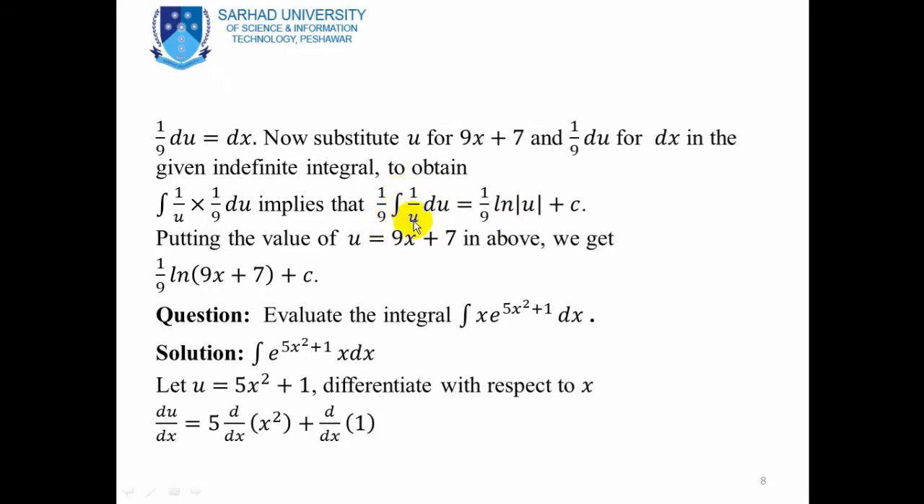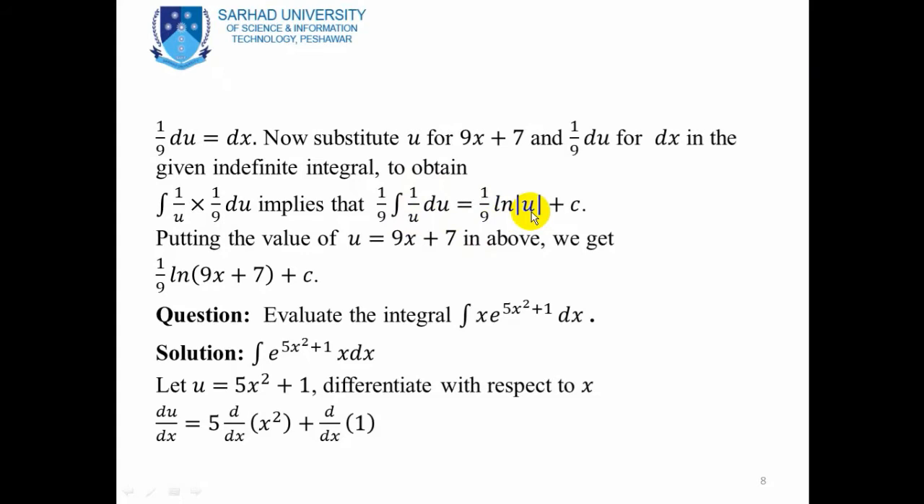So in this problem, you see over here, the derivative of u with respect to u is equal to 1. So the integration of 1 over u with respect to u is equal to log of u. That's why we use this rule. Actually, the derivative of log u with respect to u is equal to 1 over u. So the integration of 1 over u with respect to u is equal to log of u.